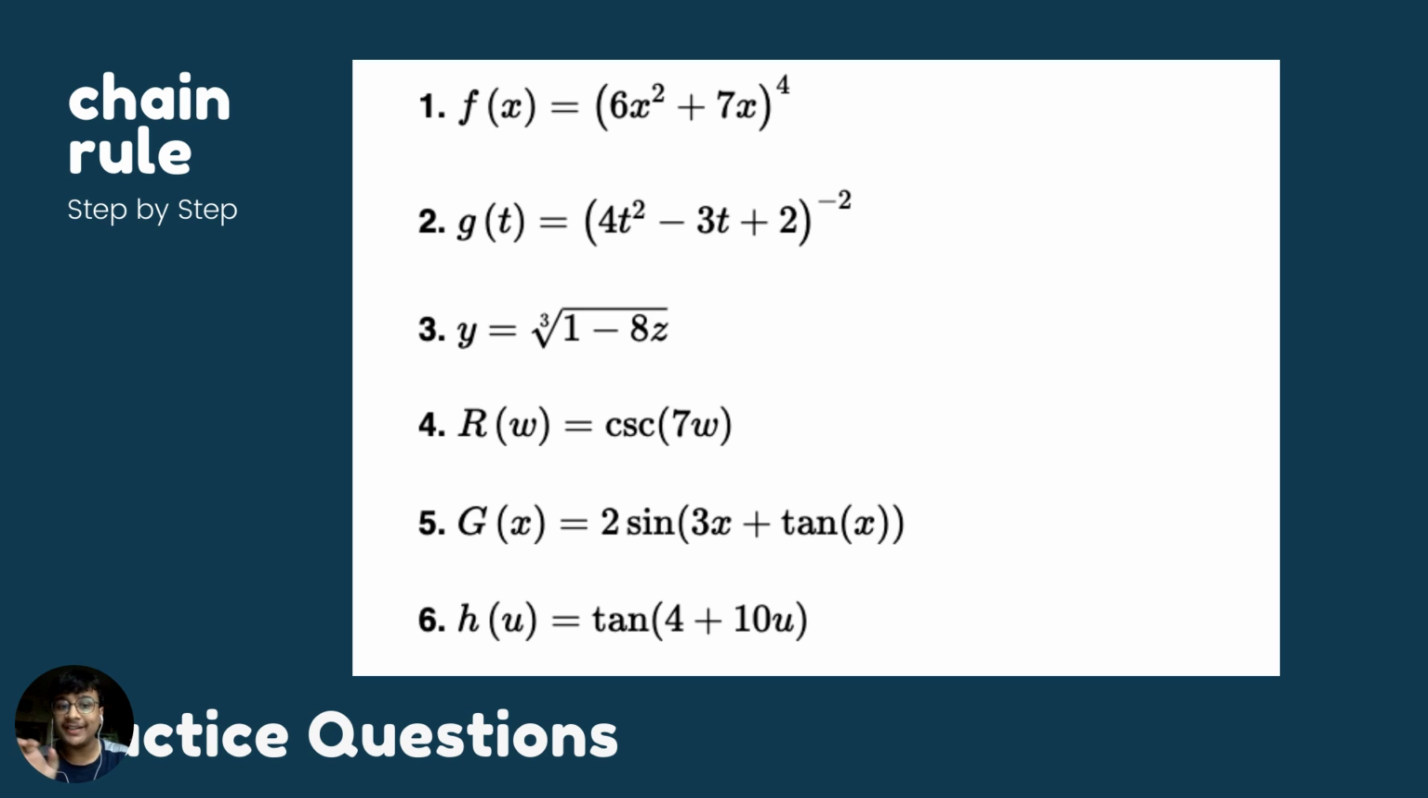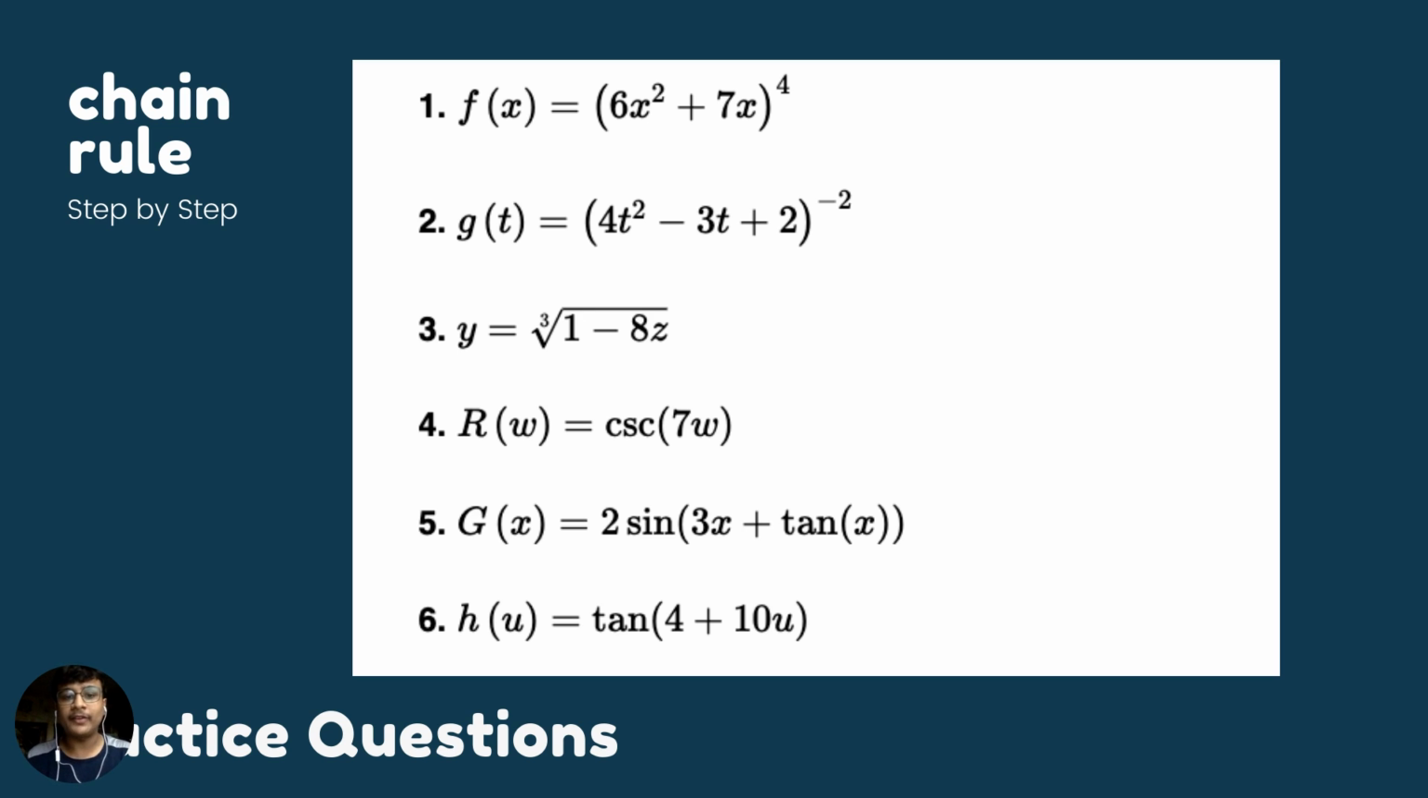Now we're going to differentiate the inside part, that is 6x squared plus 7x. That would be 6 into 2, 12, 12x plus 7. So the whole of the answer would be 4 times (12x plus 7) multiplied by (6x squared plus 7x) whole cube.